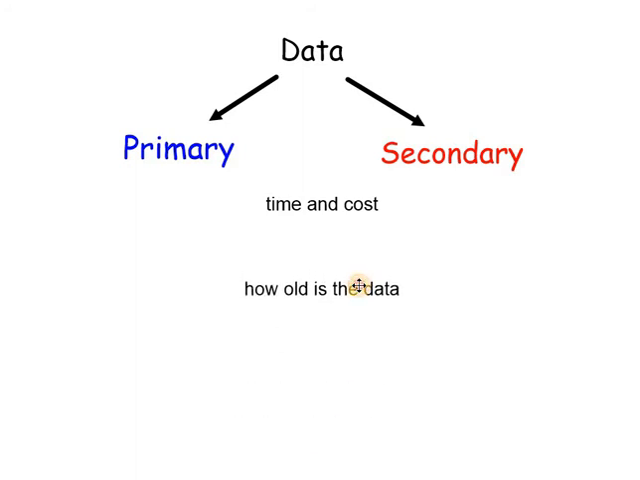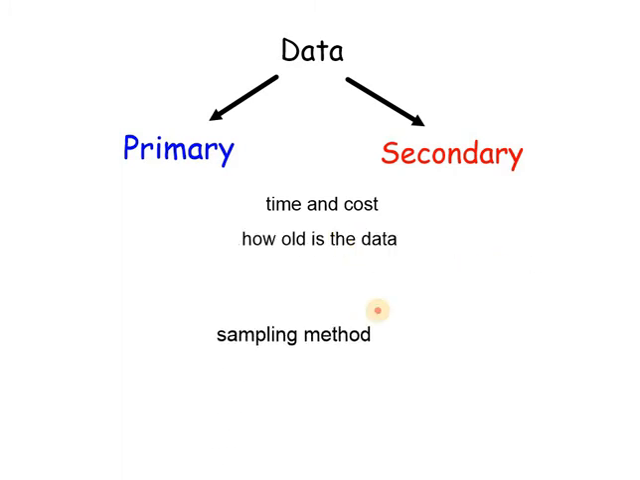How old is the data? Well, if you're collecting primary data, you're collecting it yourself, and it's current data. It could even be real time data. Secondary data has been collected in the past. The sampling method used for primary data, that's in your control. For secondary data, you don't have any control over the sampling method that was used.